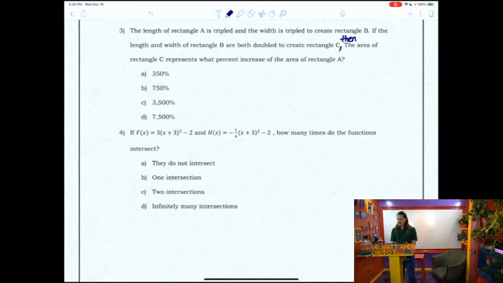Question number 4 asks, if f of x is equal to 3 times the quantity x plus 3 squared, minus 2, and h of x is equal to -1/4 times the quantity x plus 3 squared, minus 2, how many times do the functions intersect? So I'll give you 6 minutes. After 2 minutes, I'll start to solve.